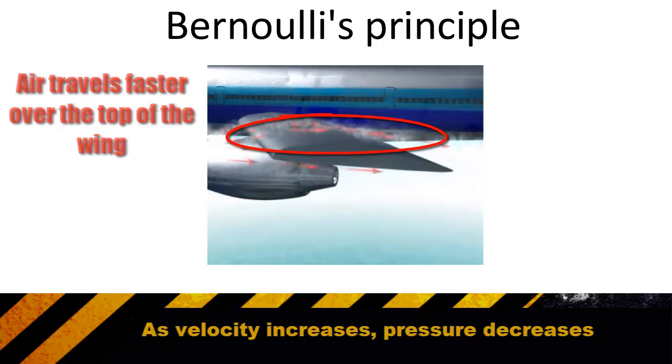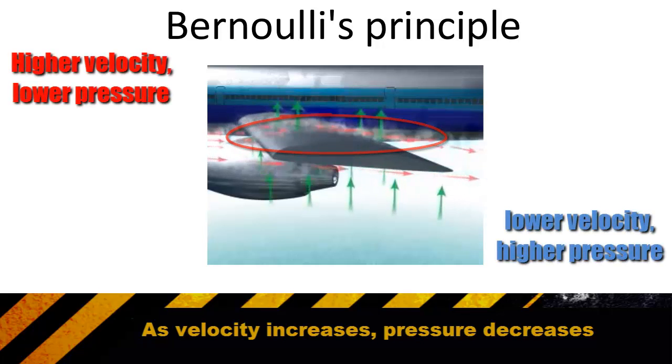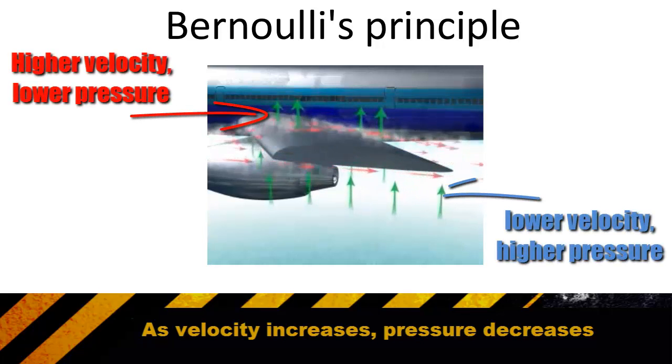So on the top part of a wing, you have a low pressure zone. On the bottom part of the wing, because the air is moving slower, you have a higher pressure zone. And that high pressure pushes the wing up.